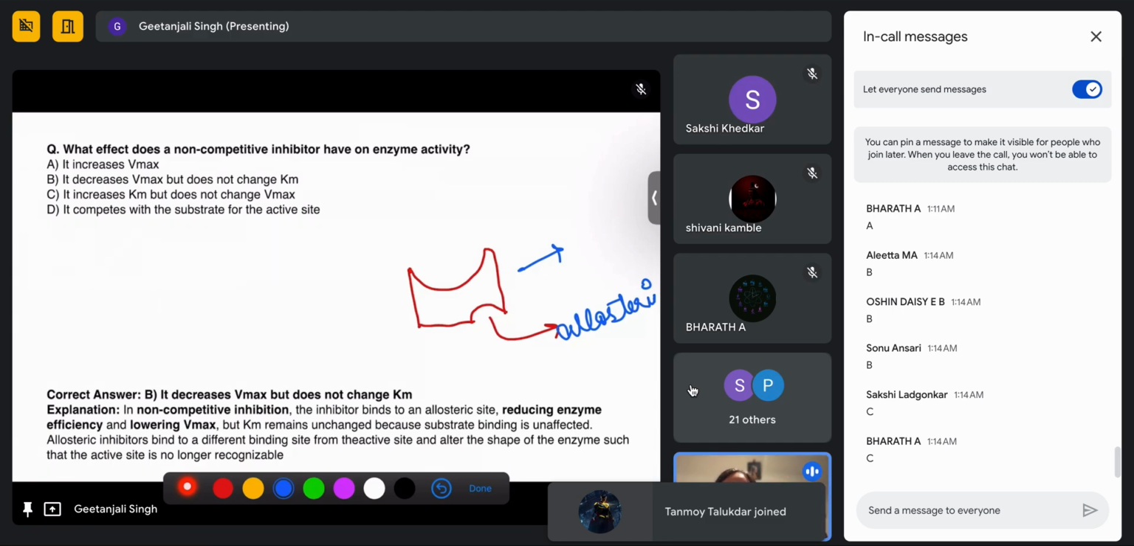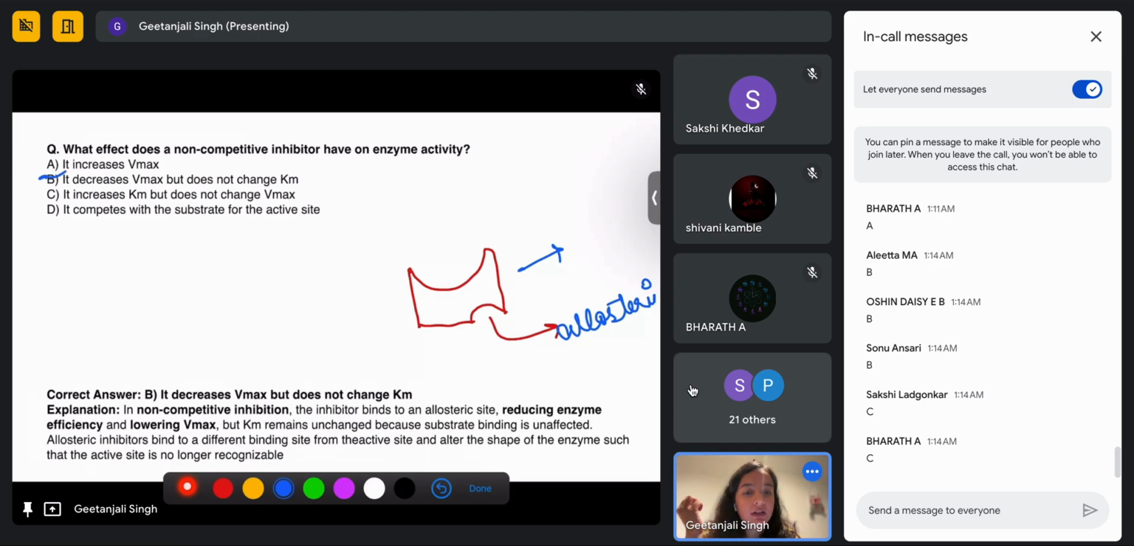This slowing down of the reaction will bring down the Vmax, but the Km constant won't change. It remains unaffected because no matter how much you increase the substrate concentration, it's not going to change, because the substrate is no longer recognizing the active site. So changing the concentration of substrate won't change anything. Km remains the same, but there is a decrease in Vmax. Hence B is correct. You guys got it right.